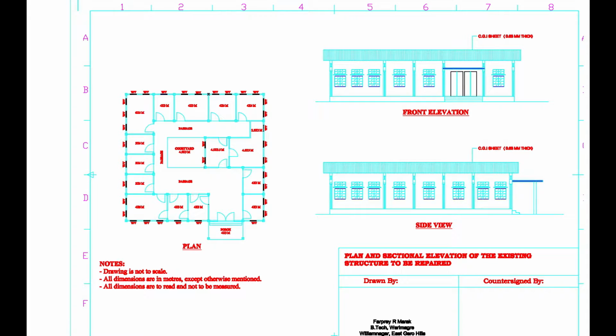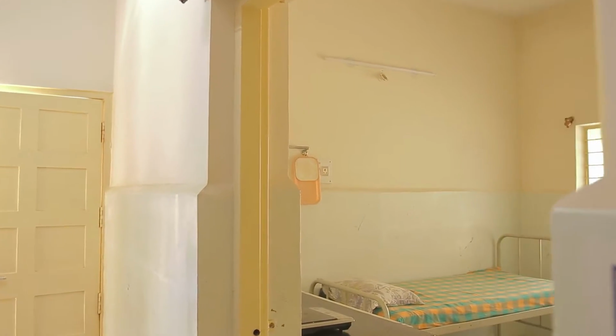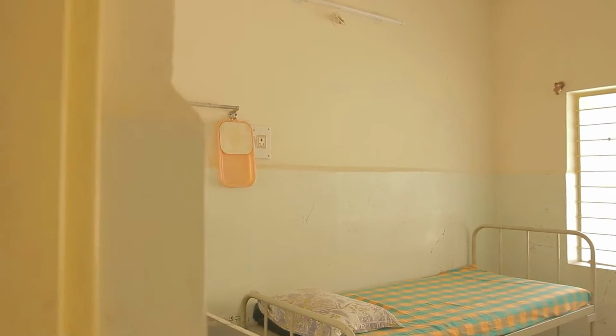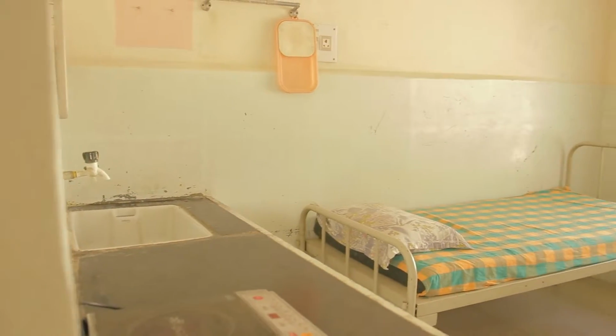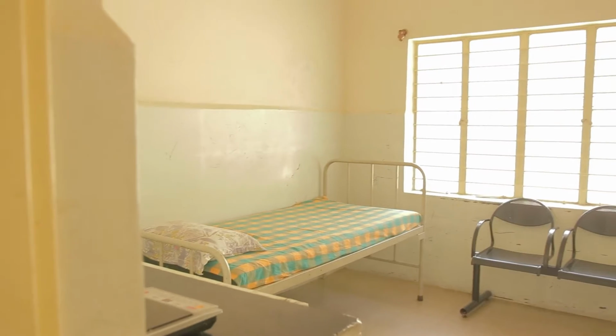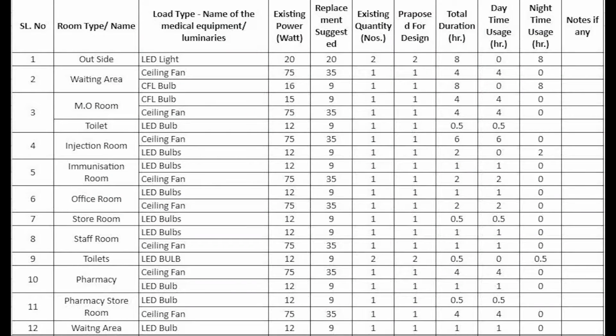If there are multiple blocks, please mention them in the load details and a separate layout of each block is required. And also the distance between each block is to be mentioned. Once the layout is completed, please visit each and every room to conduct the in-depth energy assessment. The most important spaces to be covered are the labor room, doctor's room, operation theater, labs, wards, corridor, cold chain, toilets, and pharmacy.